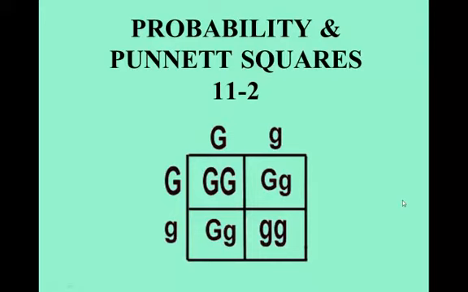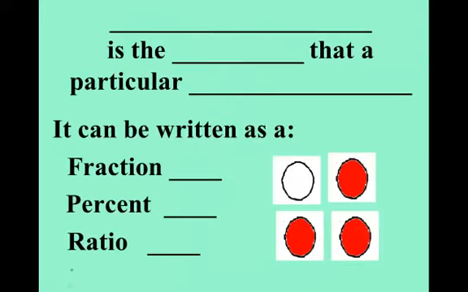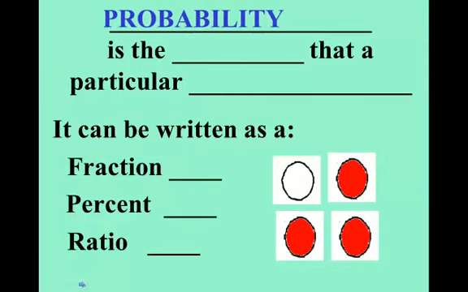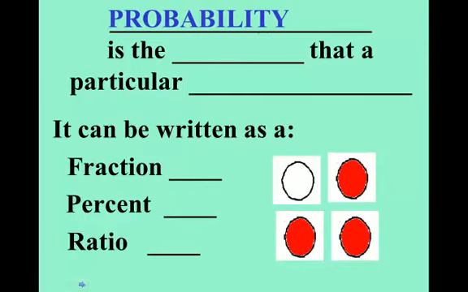Today we're going to look at figuring out the probability of offspring in specific crosses by doing Punnett squares. In order to do that, we're going to look at some vocab words, and look at how I could express or show what the probability of particular offspring is going to be.